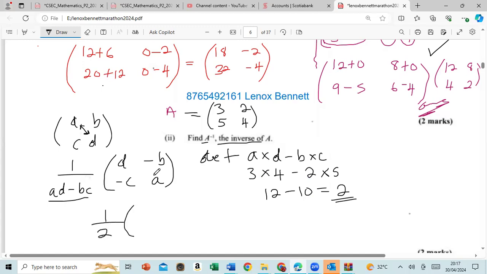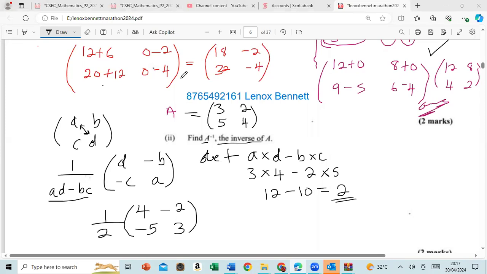And then we change the position of A and D, so we're going to change the position of 3 and 4. Where 3 is, we're going to put 4, and where 4 is, we put 3. And then now we change the sign of these. Now both of them are positive, so we change them, and you get your 2 marks. Normally it was 3 marks, but in some years CXC put 2. I don't know why they put 2 this year, but that's what they did.